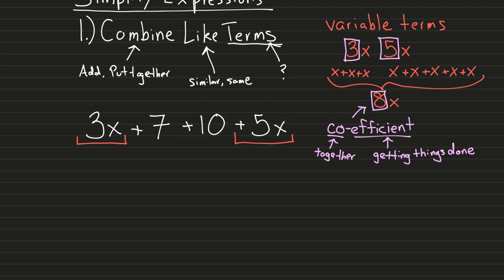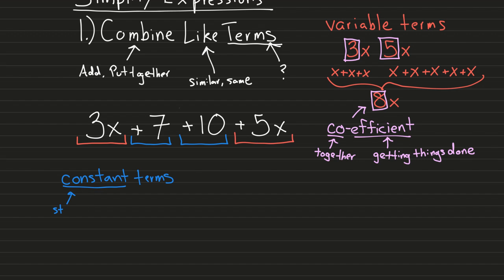Well, what about the rest of this stuff? We've got some other things going on here. We've already combined our variable terms there, but we also have this positive 7 and this positive 10, and those don't have a variable with them. So what we call those are constant terms. And when we talked in class, we talked about the word constant.